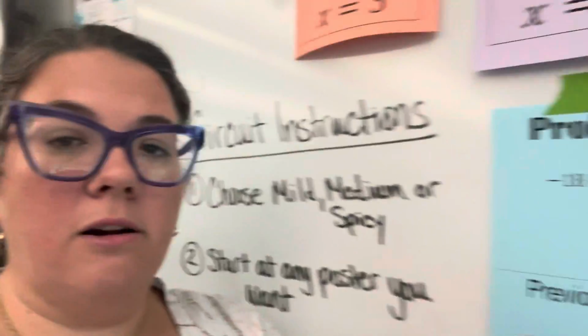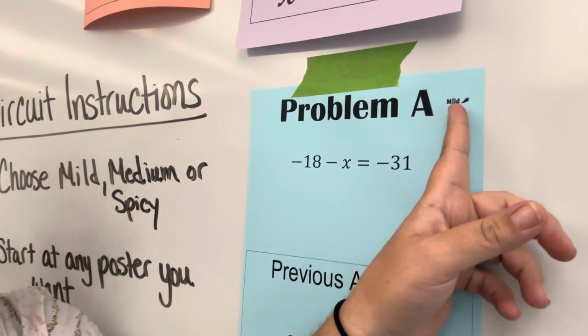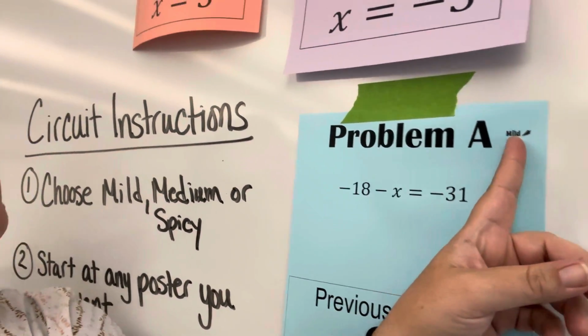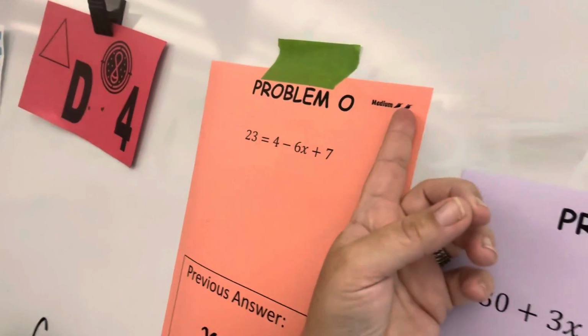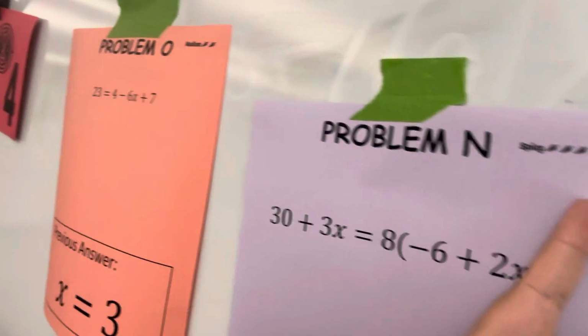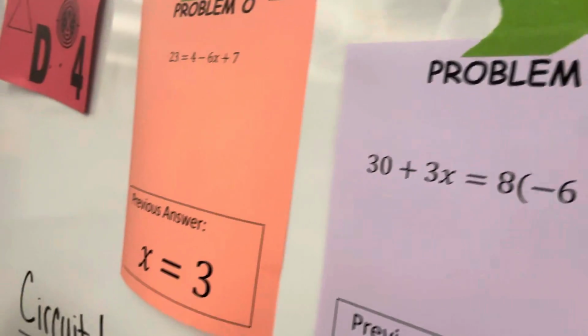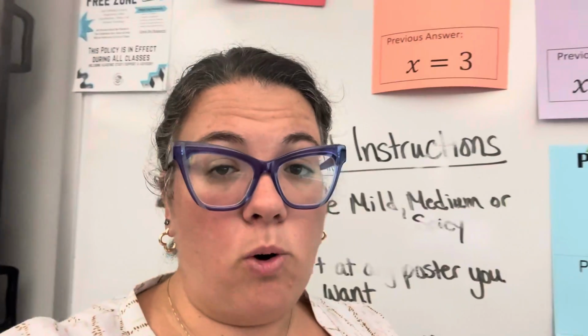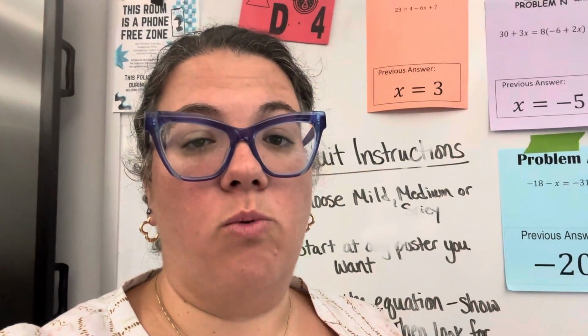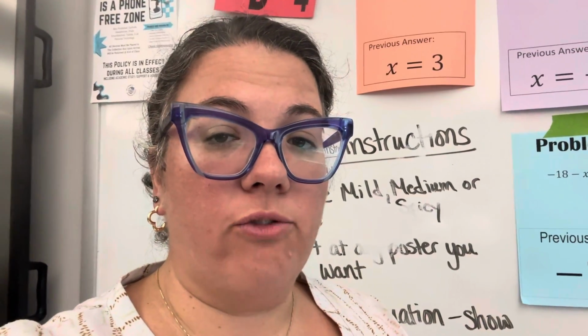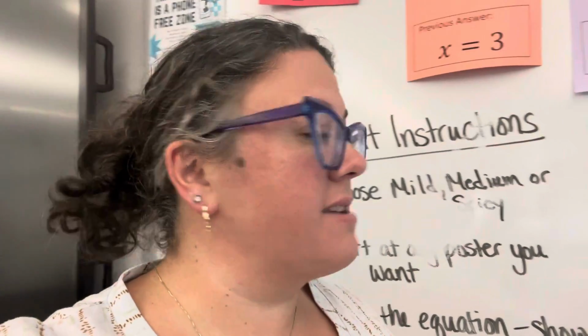If you look here, right here it says mild on this one. So blue is the mild set. Up here, orange is the medium set. And over here, purple is our spicy set. Whichever one you choose, you can pick any poster that you see around the room and any problem that you want to start with. I'm going to go over how it works using the blue ones as an example.